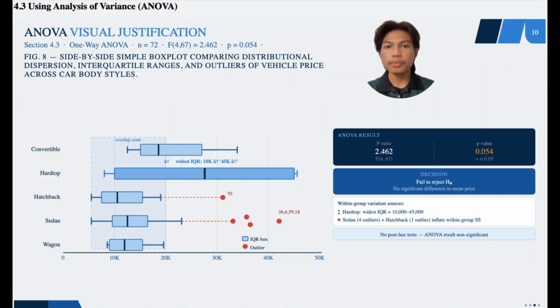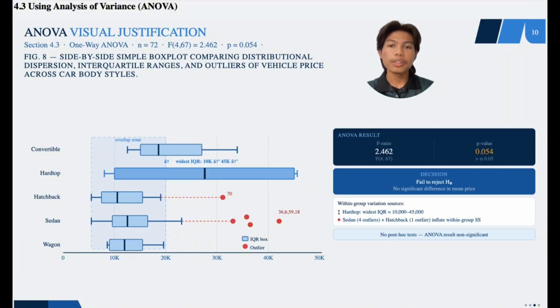A23A2660. This slide presents the box plot analysis of vehicle prices across 5 car body styles, which are sedan, hatchback, wagon, hardtop, and convertible. From the box plot, hardtop and convertible vehicles appear to have higher prices on average. However, there is substantial variation within the categories.